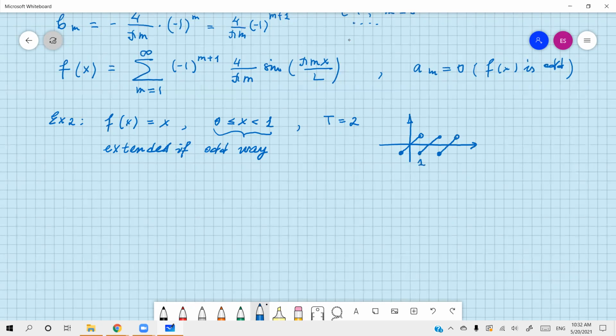I did not write down 1 here. Maybe I should not write down this one. And that's 1 here, y here, and x here. And of course, because it's extended all the way, I'll have a sine series.